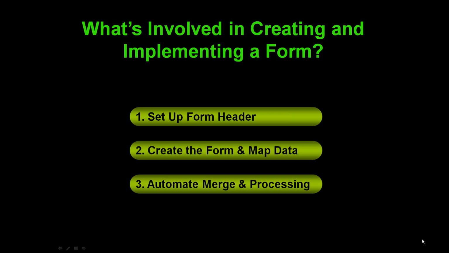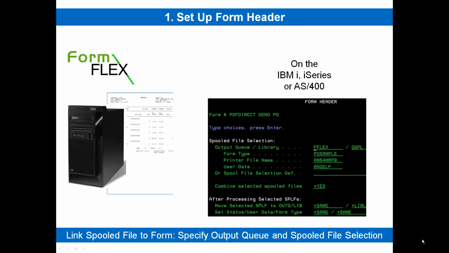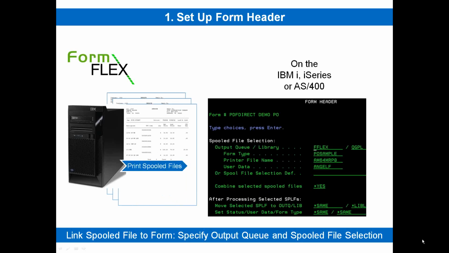Let's look at the steps to create and implement an electronic form with FormFlex. First, you'll create a form and in the form header specify where the spool file will be located and which spool files will merge with that form. FormFlex can also move the spool files or delete them after processing.